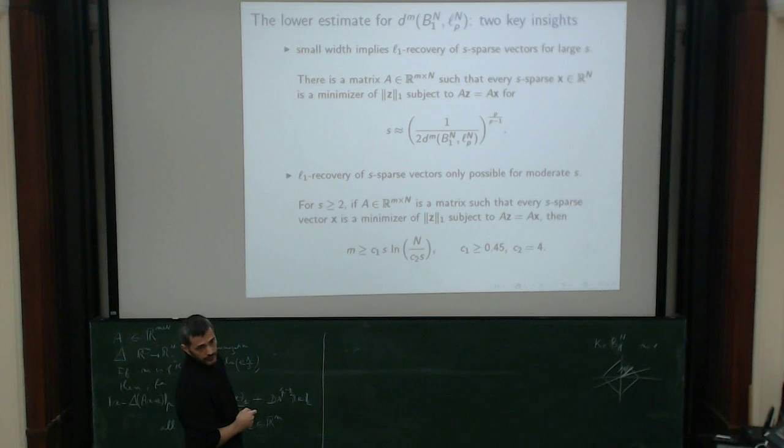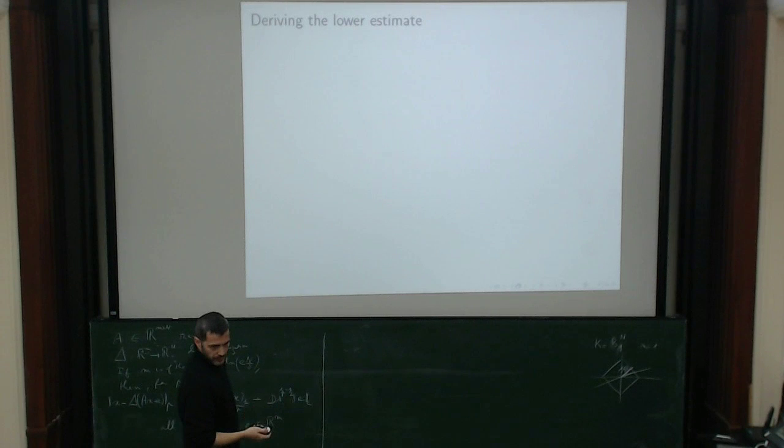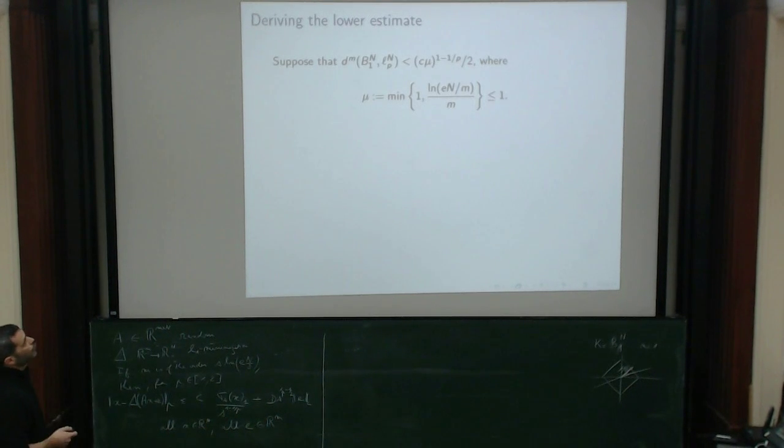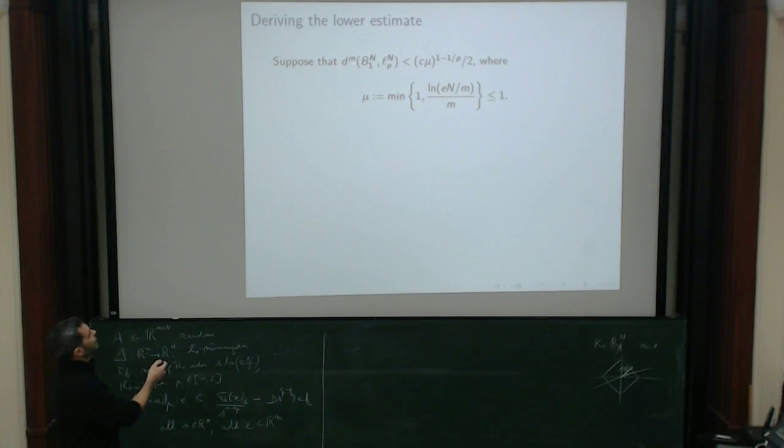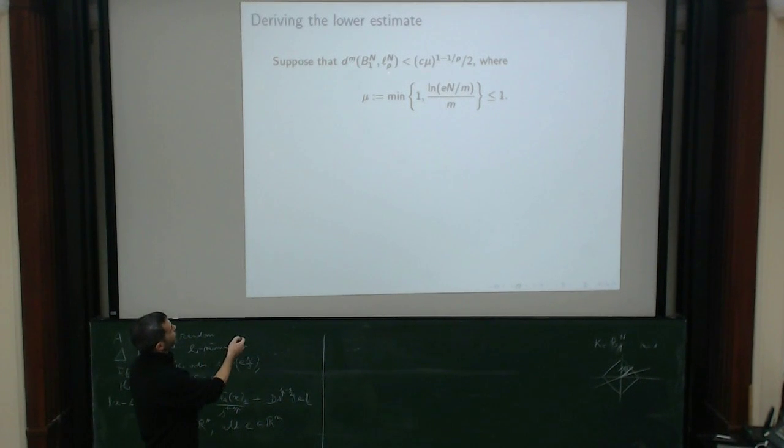Okay. So I'm going to derive the result from those two insights. Again, right now I'm going to accept those two insights. I'm going to prove them in the slide after this one. But now, accepting those, here is how you derive the lower estimate. So suppose that, by contradiction, the width is smaller than a constant times this minimum, mu to the power (1 - 1/p)/2. Right? So we want to prove, in fact, that this cannot happen, that, in fact, it has to be larger than that.